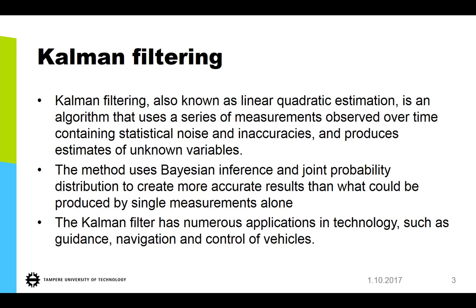Let's first talk about Kalman filtering. It's also known as linear quadratic estimation. Kalman filtering is an algorithm that uses a series of measurements observed over time containing statistical noise and inaccuracies and produces estimates of unknown variables. The method uses Bayesian inference and joint probability distribution to create more accurate results than what could be produced by single measurements alone. We will demonstrate this later in this video.